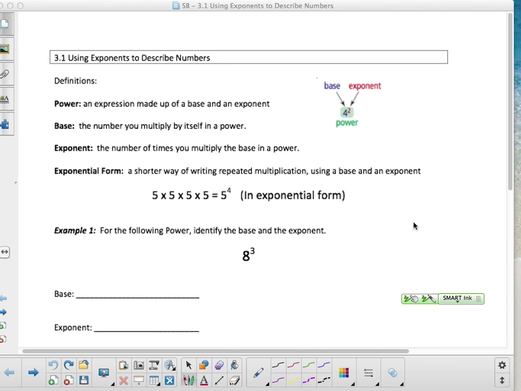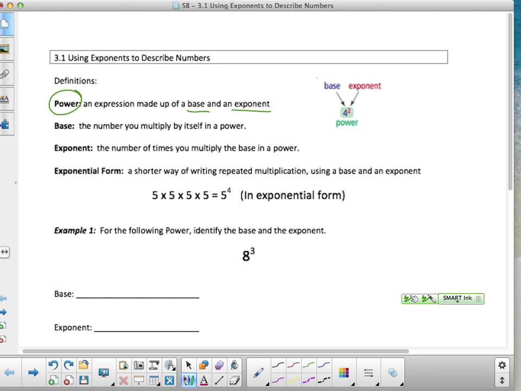With exponents, we have two other words that we're dealing with. We have a base and a power. And if you look at a power, it combines two things. It deals with both a base and an exponent. The base is the bottom number that you are going to be multiplying by itself. The exponent is the number of times that you multiply that number.